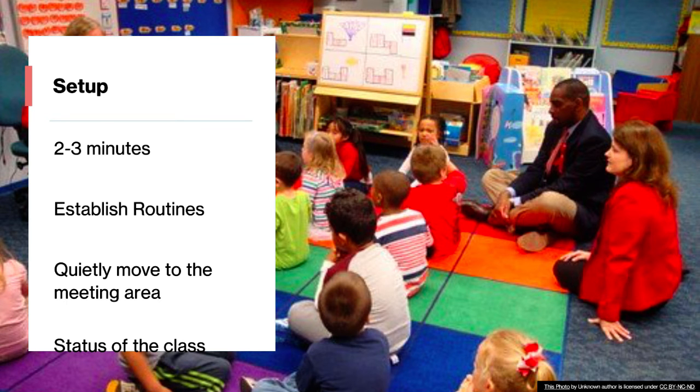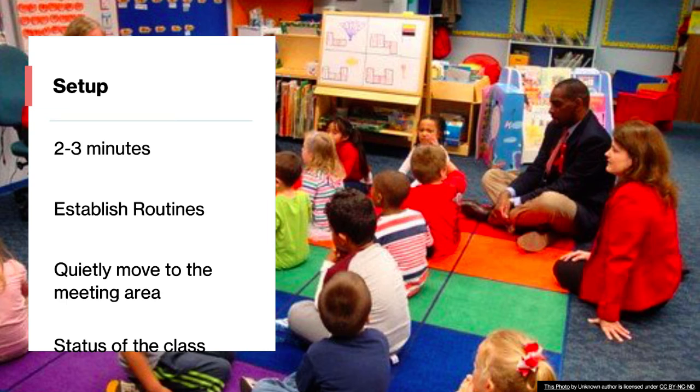The first step in the writer's workshop to consider is the setup. You'll want to keep this part of your writer's workshop block brief, about 2 to 3 minutes. You'll want to spend time establishing routines students should follow. Will you expect students to write in a certain part of their journal? Do you want them to add the date each time they write? Should students bring their notebook and a pencil to the meeting space? These are examples of questions you may consider.